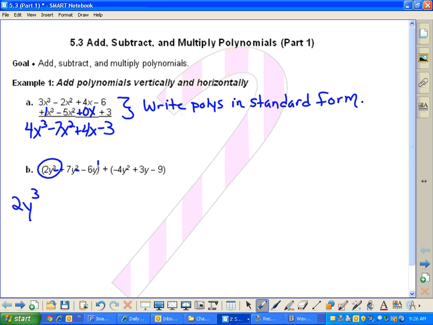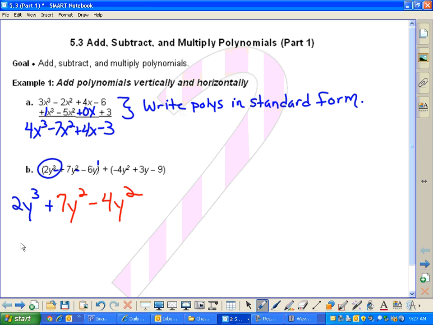And then I see the next power down is 7y squared. Oops, I meant to do that in a different color. So I can add that to 7y squared. And I do notice that 7y squared does have a buddy in the next polynomial. It pairs up with negative 4y squared.